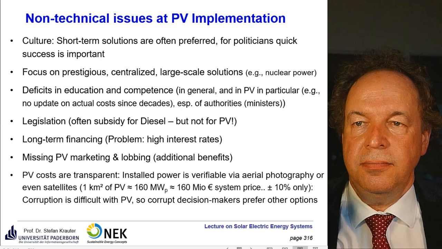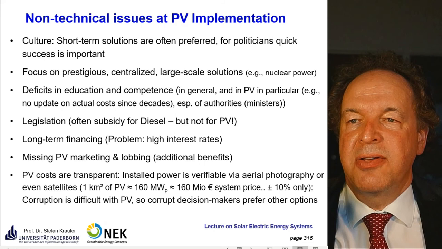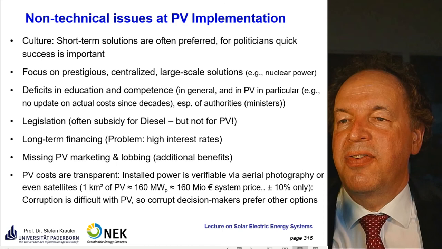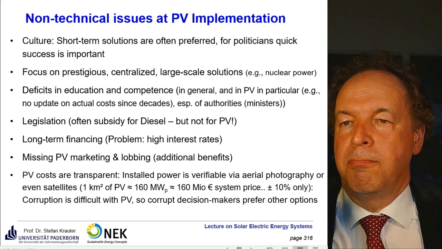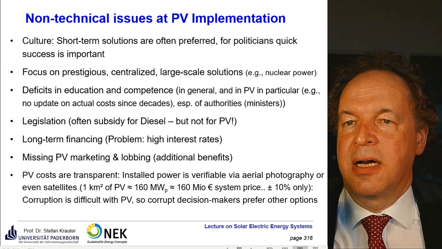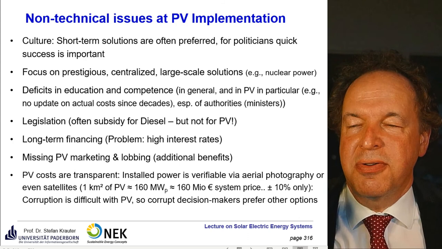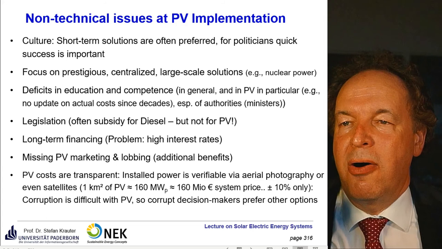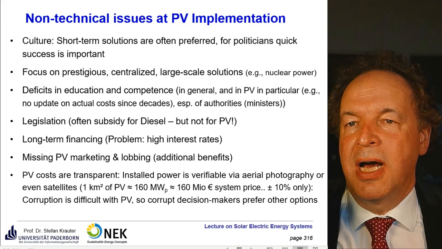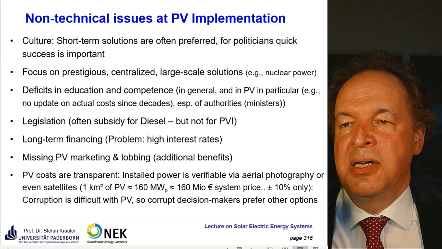PV costs are really transparent. You can make satellite or aerial photography and show how many square kilometers or square meters are covered with photovoltaic panels. So for example, if you have 1 square kilometer covered with photovoltaic, that's about 160 megawatts. And nowadays, this should be about 160 million euro system price, plus or minus 10% only. So this is a quite safe estimation. And in some countries it's a real disadvantage, because by that you cannot divert some money. So corruption is difficult with PV. If you have a large-scale project, for example, a nuclear power plant, it can sometimes cost 10 times as much as estimated in the beginning. And so some people become rich. In photovoltaics, that's not really possible.